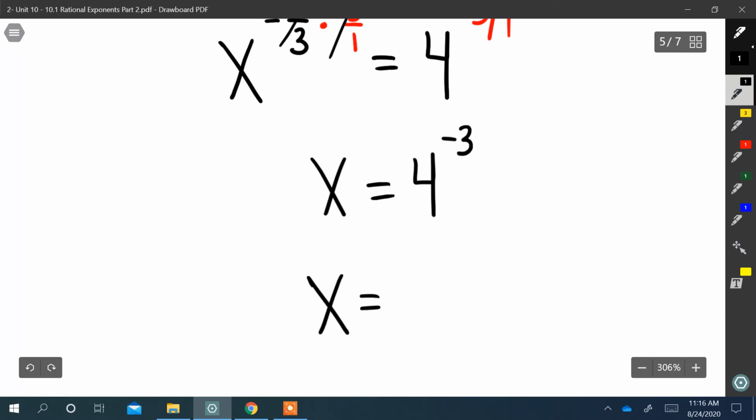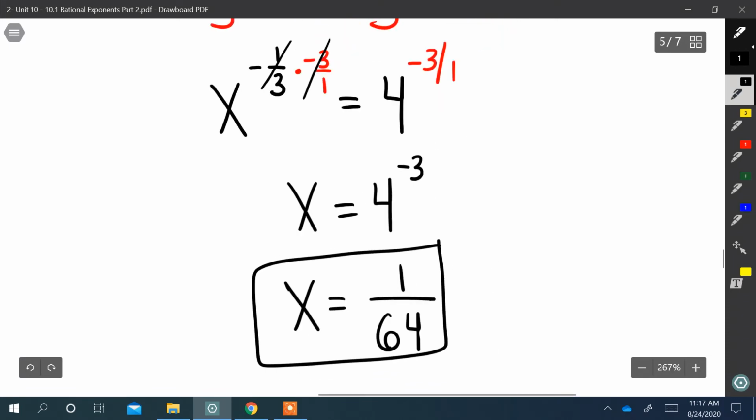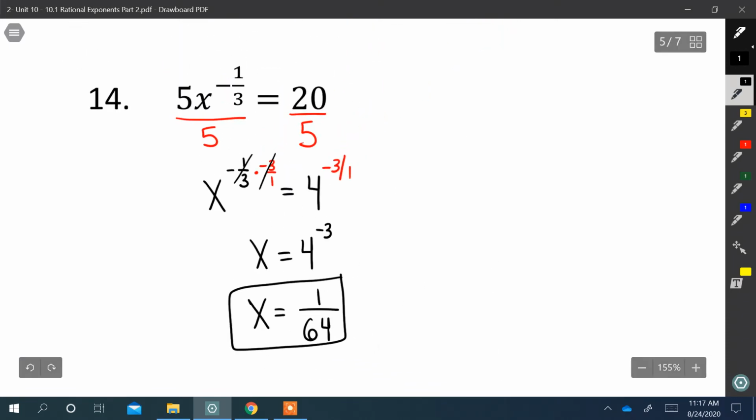Okay, so 4 to the third, if you can grab a calculator there, I believe it's 64, but let me just confirm that. Yeah, 64. And since we have a negative right there, it will be 1 over 64 actually. Okay, and that's how we do those problems that you see in there.